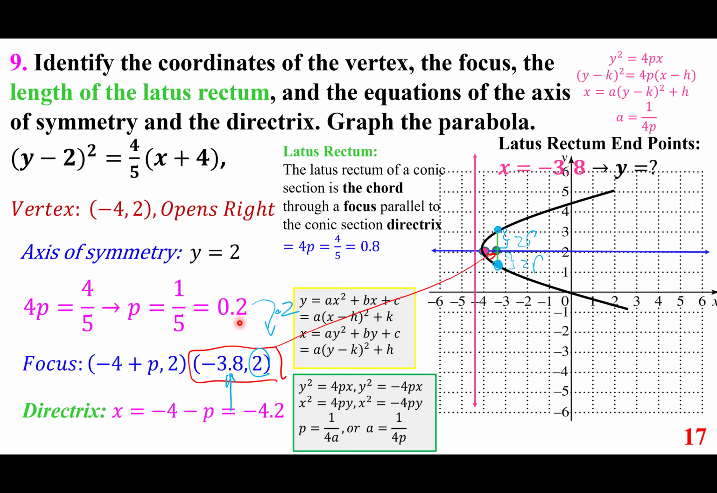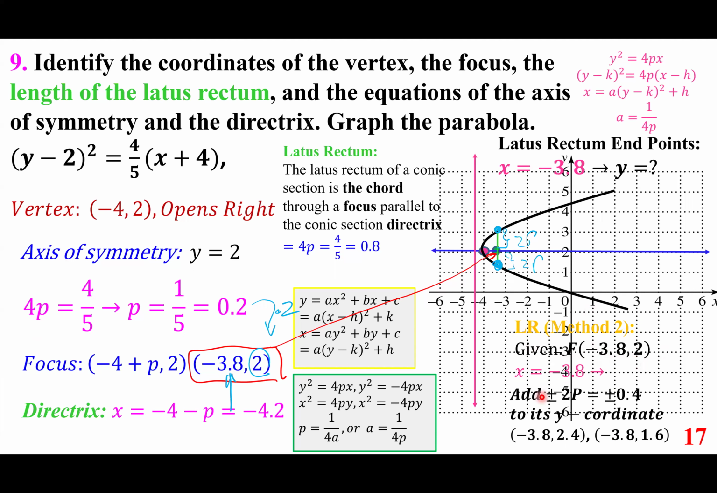So 2 times 0.2 is 0.4. Okay, subtract it from 2 and add it to 2. LR method, left and right method. In this case, I should say up and down. Given that the focus is at negative 3.8 comma 2, x is negative 3.8. Add plus minus 2p, that means plus minus 2 times 0.2, plus minus 0.4, to its y coordinates, we get negative 3.8, 2.4, and negative 3.8, 1.6. So that's this one and this one. Very straightforward. I hope everybody is okay with that class.